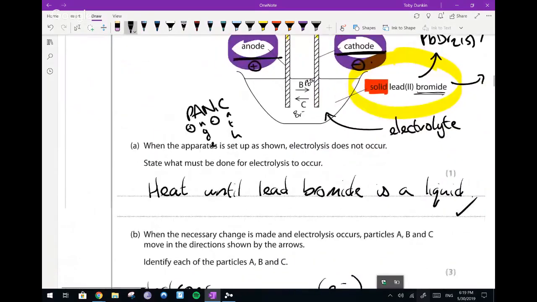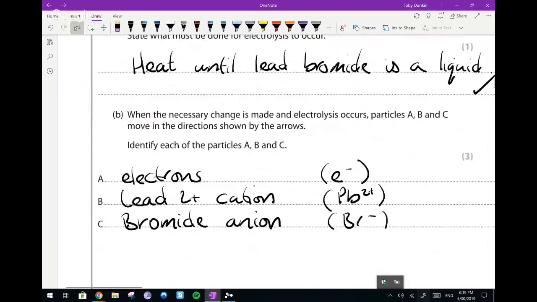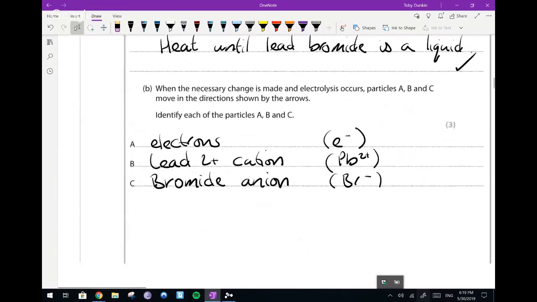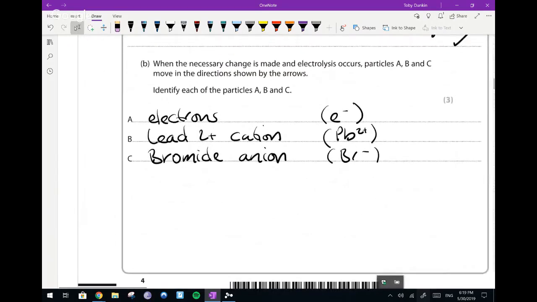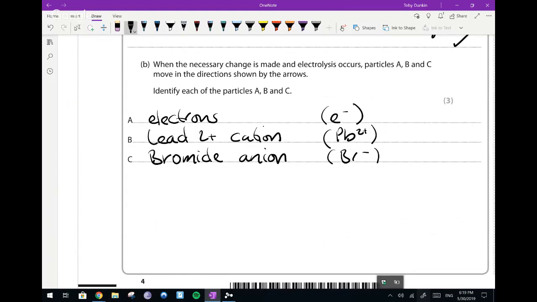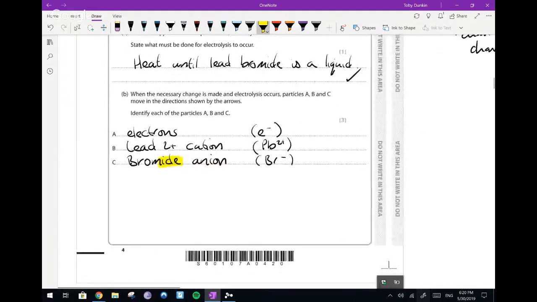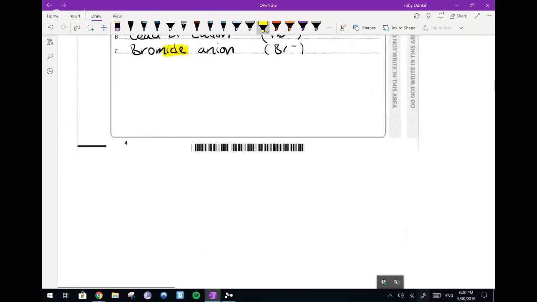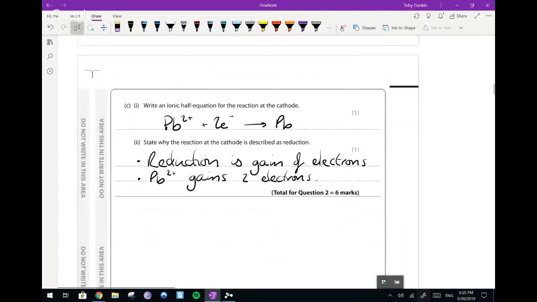So nice to see that what they're testing you on is your ability to recognize your charge carriers and be able to identify those from a given substance name and then name them. Cool. So I put electrons for A, lead 2+ cation for B, and C is a bromide. Please notice it is not bromine. It is a bromide anion. Cool. And I've also given the formula, just to be absolutely sure.